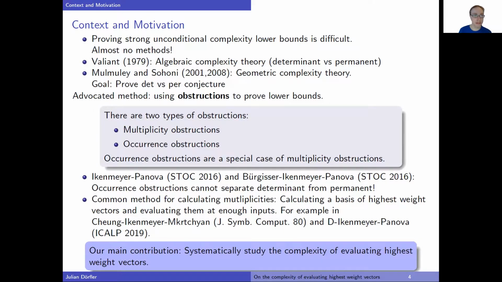And how do you do that? You calculate a basis of highest weight vectors, evaluate them at enough inputs. That has been done twice so far from my knowledge, and we build on those methods and improve them and generalize them. The main contribution here then is to just systematically study the complexity of evaluating the highest weight vectors, which means both algorithmically and complexity and hardness lower bounds.